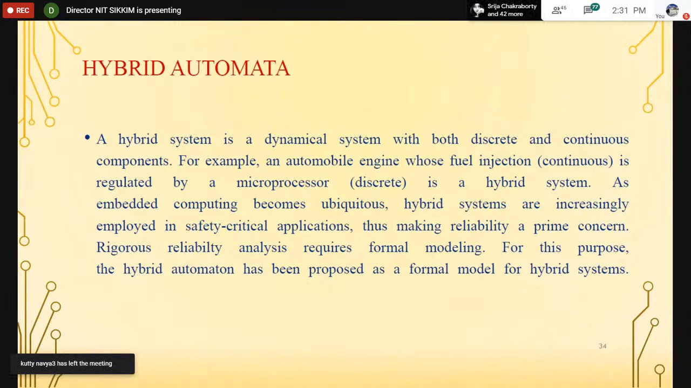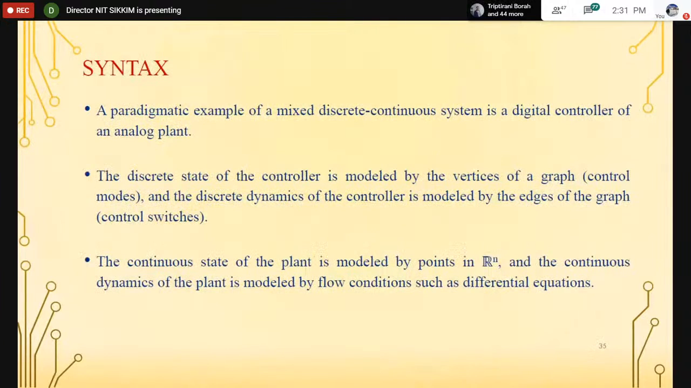So it says as embedded computing becomes ubiquitous, hybrid systems are increasingly employed in safety critical applications, thus making reliability a prime concern. Rigorous reliability analysis requires formal modeling. For this purpose, hybrid automaton has been proposed as a formal model for hybrid systems. We'll see just what it means, right? So we said it's a paradigm for mixed discrete-continuous systems, like a digital controller with an analog plant.